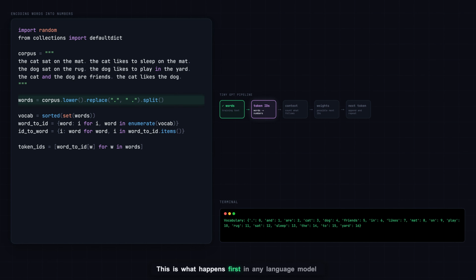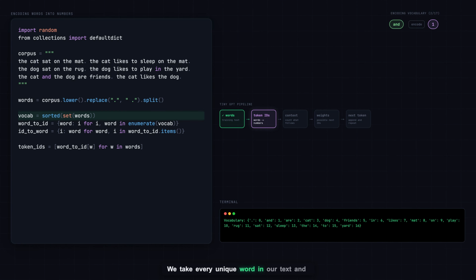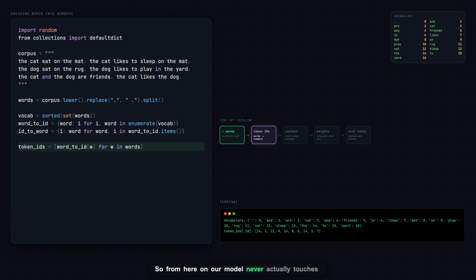This is what happens first in any language model, including ours. We take every unique word in our text and give it a number, word to ID, and the reverse mapping too so we can decode later. Then we turn our entire training text into a list of integers using that mapping. So from here on, our model never actually touches the word cat. It only sees whatever number it got assigned.